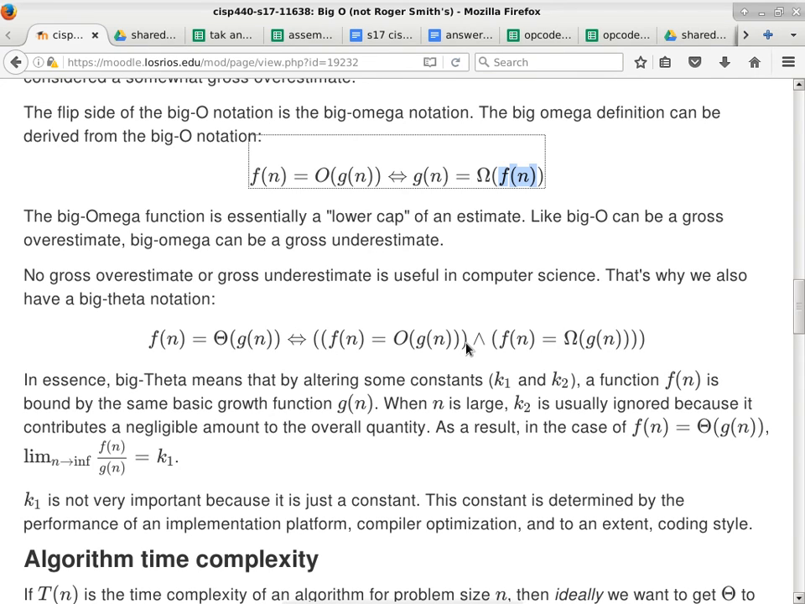The big O, the big omega, and also the big theta. So it's good to get to the big theta, but sometimes we can't get to the big theta, so the big O is the next best thing to do.